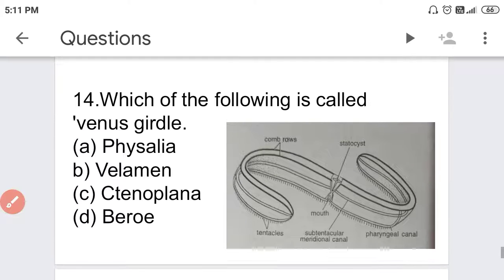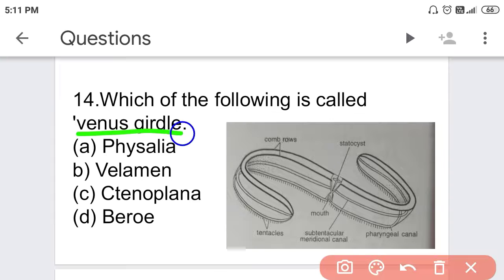Next question, and I think it is the last question. The question is, which of the following is called Venus girdle? So Venus girdle is a common name of an organism. We have to identify which organism. A, Physalia. B, Cestum. C, Ctenoplana. D, Beroe. So the right answer is B, Cestum.